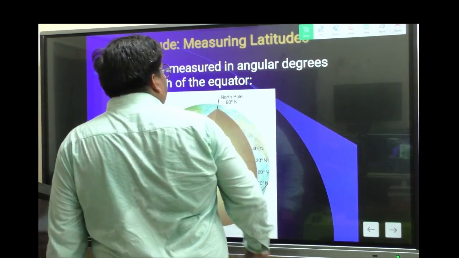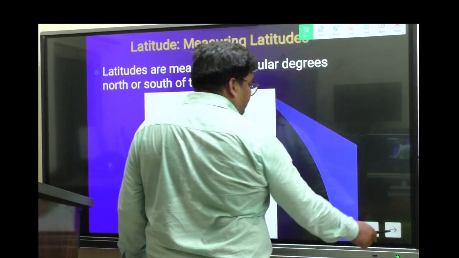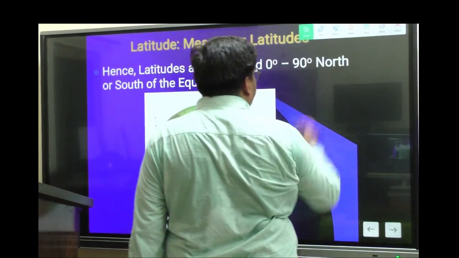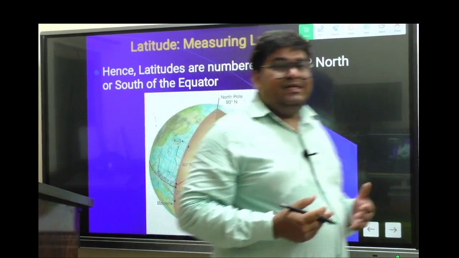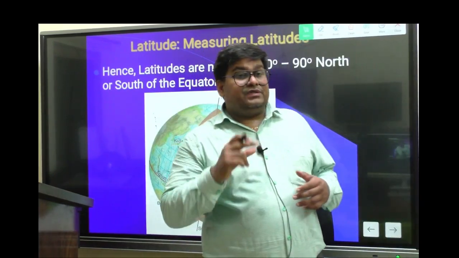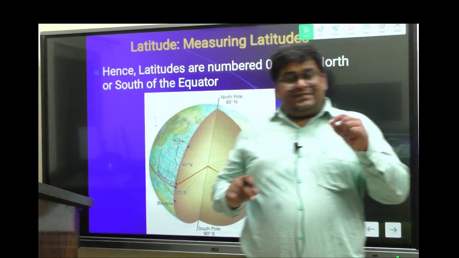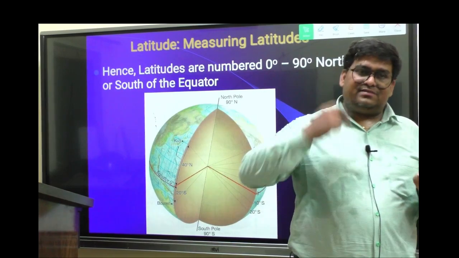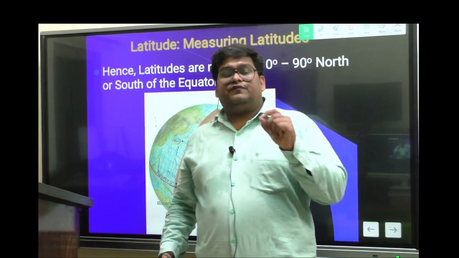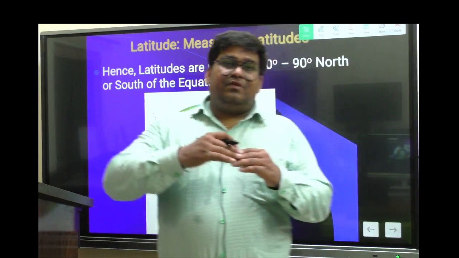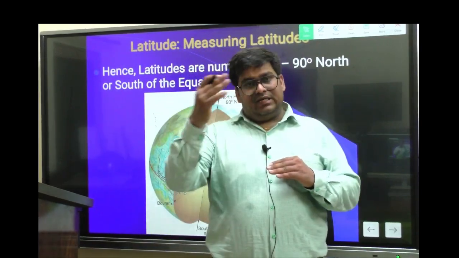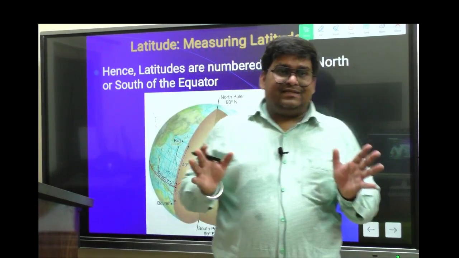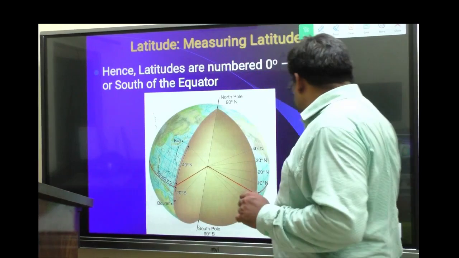This is how you measure latitudes, which I have already explained. Latitudes are numbered from 0 to 90 degrees north and south, because the distance from the center to the North Pole is a quarter of 360 degrees, since they are circles. So they are a quarter of 360 degrees, that is 90. So the maximum you can go is 90 degrees north in the northern hemisphere, and the maximum you can come down is 90 degrees south. That is how you would point them out.